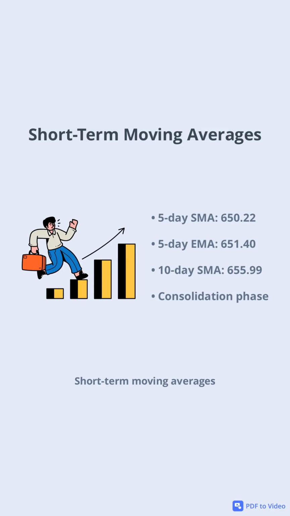Short-term moving averages, such as the 5-day and 10-day SMA and EMA, provide quick feedback on recent price action. For Meta, the 5-day SMA is at 650.22 and the EMA is at 651.4, both hovering near the current price. The 10-day SMA is slightly higher at 655.99, while the EMA is 650.18. This close clustering suggests a period of consolidation where the price is stabilizing after recent volatility. Short-term averages are useful for identifying immediate support and resistance levels.